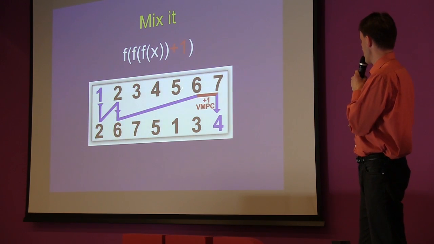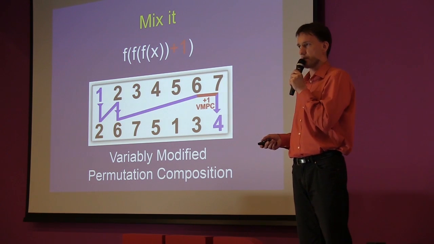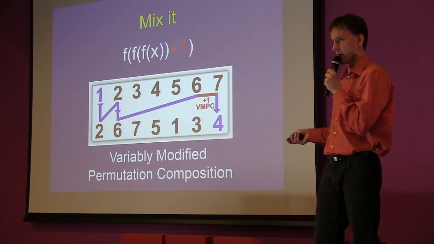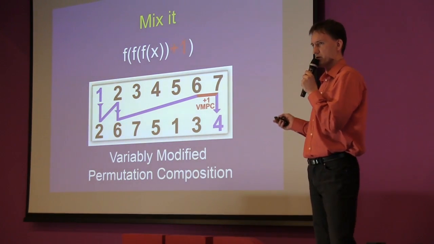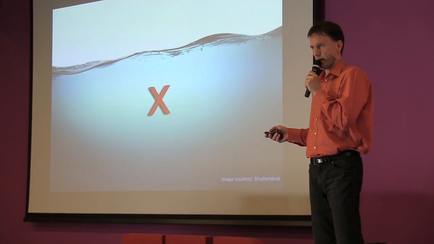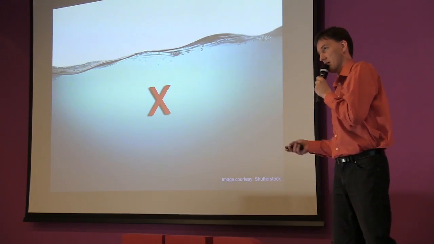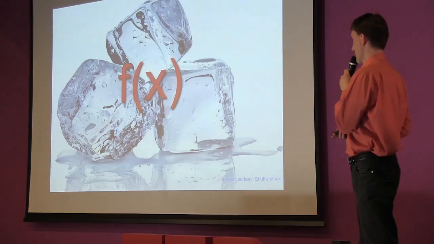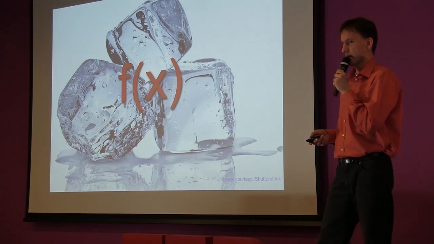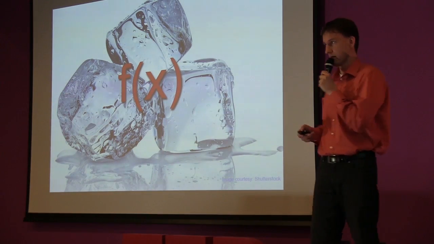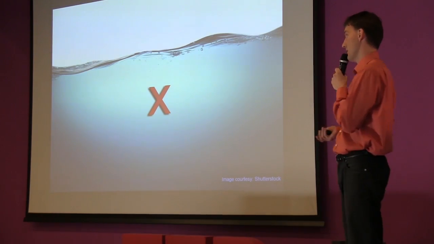We repeat this for each number, and we get variably modified permutation composition, which is the abbreviation of the name of the function. Now let me illustrate the effects of this transformation. Imagine that x is water, and for a regular function, for example, a function called freeze, the value of the function is ice. If you wanted to invert this function, you would apply a function heat, and you would get x back. So you invert the function easily with heating.